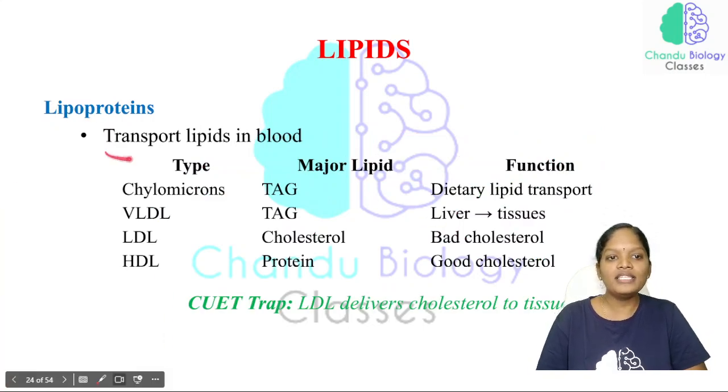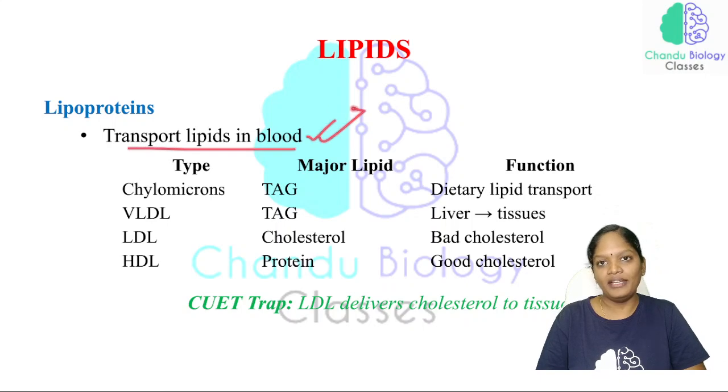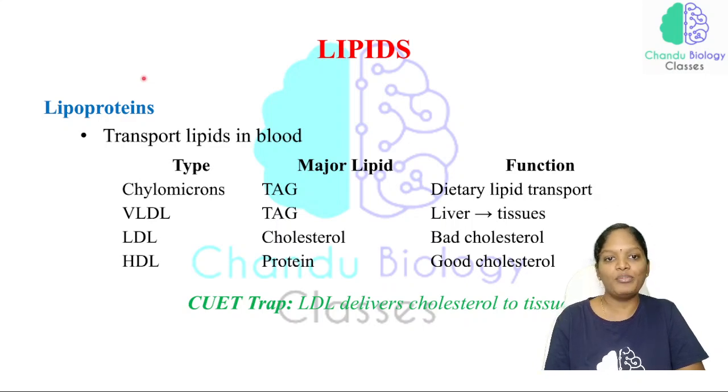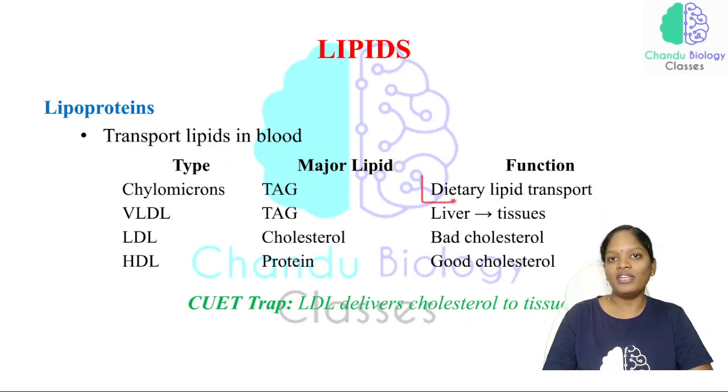Now just look at this. Transport lipids in the blood. So who transports lipids in the blood? That is nothing but lipoproteins. The lipid which is associated with protein is called a lipoprotein. The lipoproteins are chylomicrons, VLDL, LDL and HDL. In the chylomicrons, the major lipid will be triacylglycerol. Now what will be the function of this chylomicron, which is made up of triacylglycerol? They are the ones transporting the lipid.